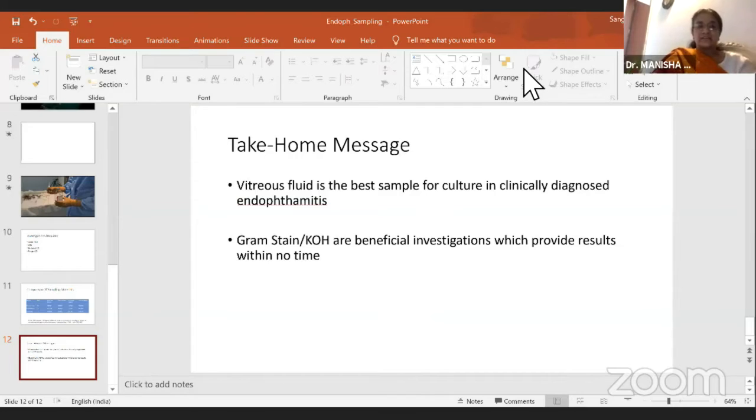Thank you. Thank you, Dr. Sangeet. I think there were quite a few interesting and innovative ideas for collection of vitreous samples. I just wanted to ask you, any preferred gauge of vitrectomy cutter for collecting a vitreous sample?